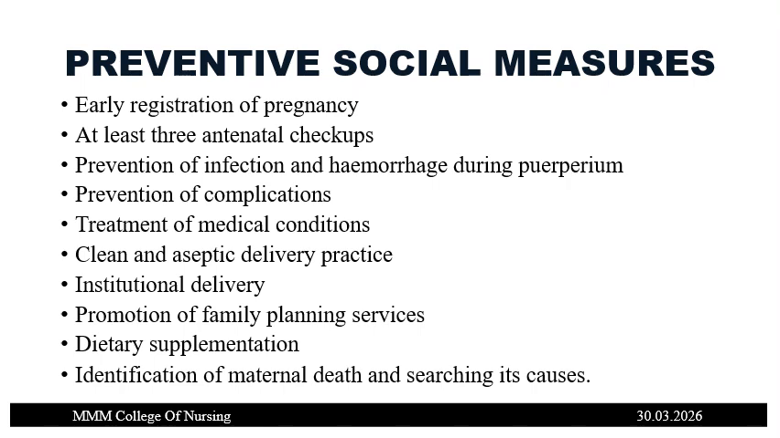We'll move on to the preventive and social measures. Prevention includes early pregnancy registration, regular antenatal checkups, institutional delivery, and proper nutrition. These measures act like preventive care in nursing, and they stop complications before they occur. For example, iron supplementation can prevent anemia, which is a major cause of maternal complications during the postnatal period.